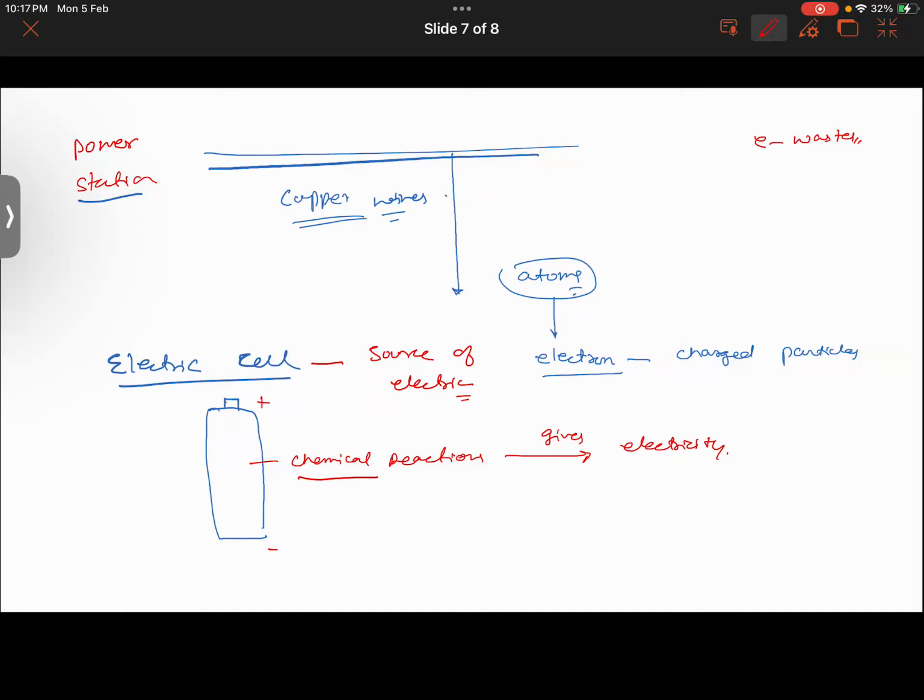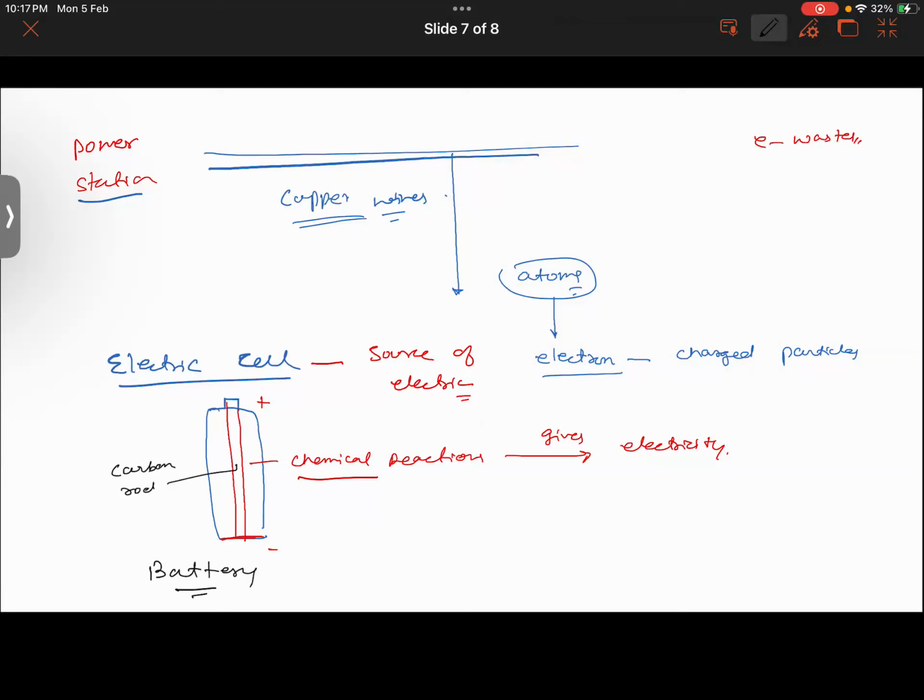And this tip actually continues till the other end of the cell. So this tip is actually inside. What is it? It is a carbon rod. Okay? It is actually a carbon rod. Okay. Now, what do we know about a battery? What is the concept of a battery?